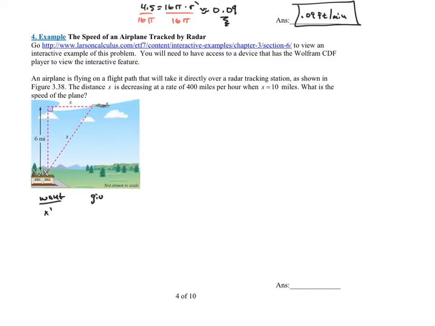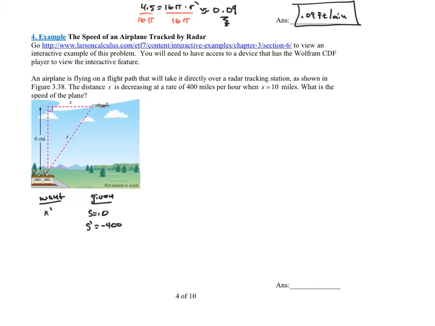Let's also think about what's given. If you look, s equals 10 miles is certainly given to you. And what else is given? s is decreasing at 400 miles per hour. So s prime here would be negative 400. Again, we don't really care about the negative because we're just talking about speed, but because it says decreasing, I'm going to put a negative there, okay?